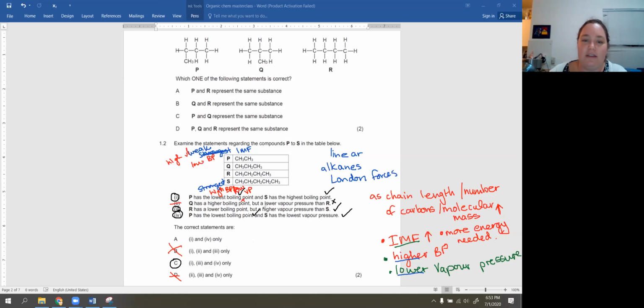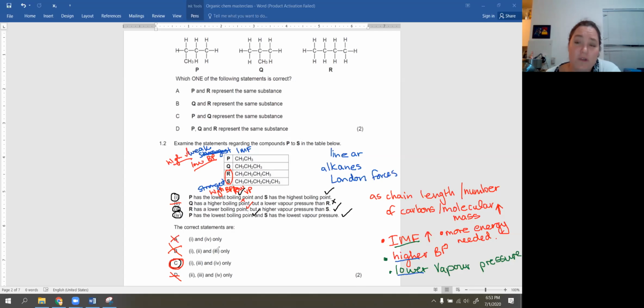So by a process of elimination, we've already halved the options. Then we look at the next option, which says R has a lower boiling point but a higher vapor pressure than S. So we're now comparing R and S. R has a lower boiling point, well, it's closer to that end, so that statement is true. Does it have a higher vapor pressure? Well, yes, if it's got a lower boiling point, it has a higher vapor pressure, so that statement is true. Anything with a three in it is an option. And at that point, you could already see that the answer was C.